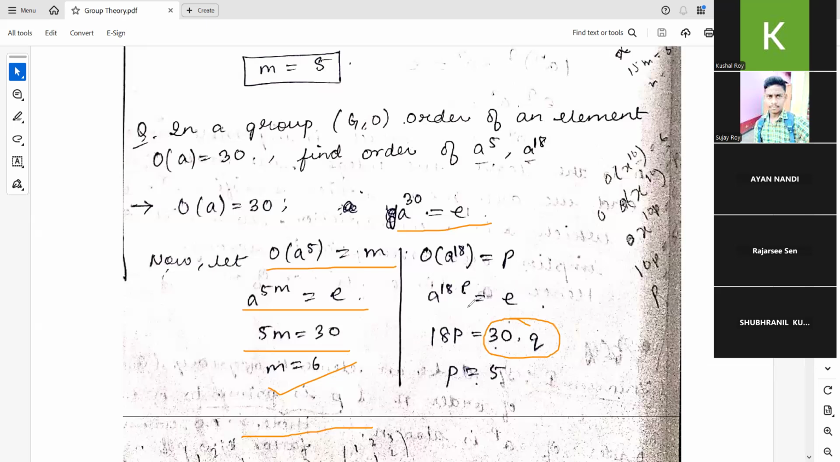So just using our previous theorem. Okay, why? The order of a is here 30 and a to the power 18p is identity. So therefore 30 must be a divisor of 18p. So therefore 18p must be 30 into q for some integer q. And it is possible only if p is 5. Okay, so p is the least positive integer, so the value of p will be 5. So 5 is the least positive integer for which 30 divides 18 into p. Okay, so therefore the order of a to the power 18 is 5. So it is very much clear.